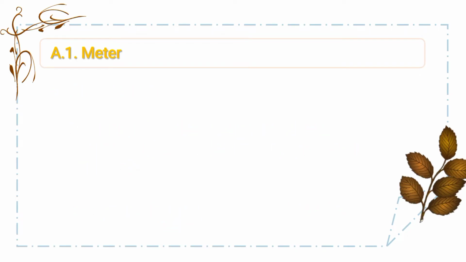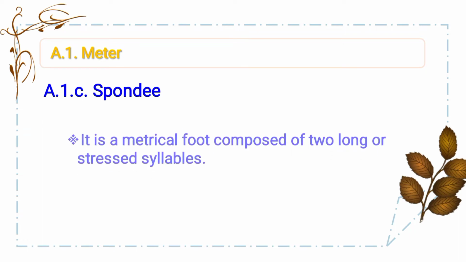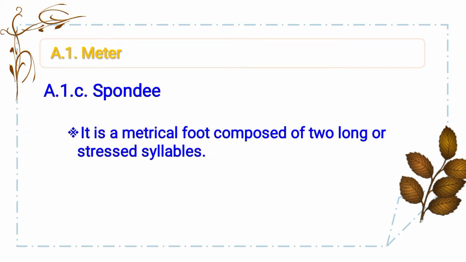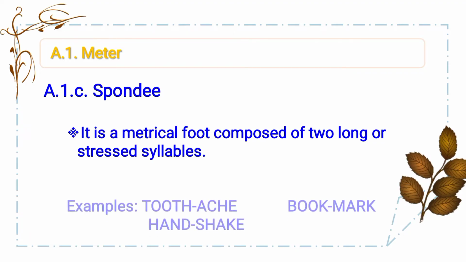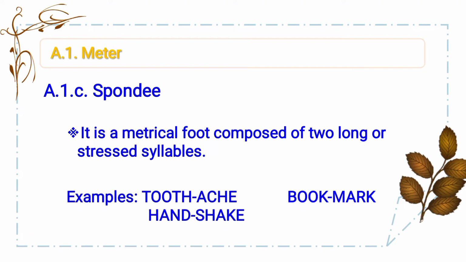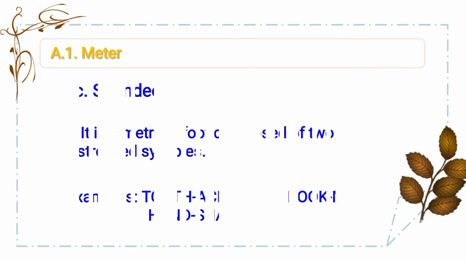Next is the spondee. It is a metrical foot composed of two long or stressed syllables. So, in a spondee, there are no unaccented syllables. For example, toothache. Right? Both syllables are stressed. And also, handshake and bookmark. So, these are the examples of spondee.